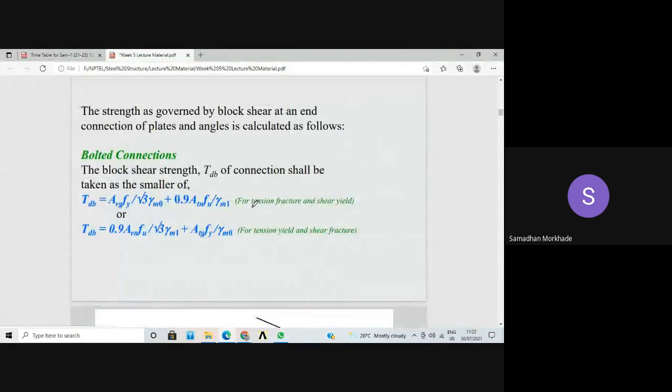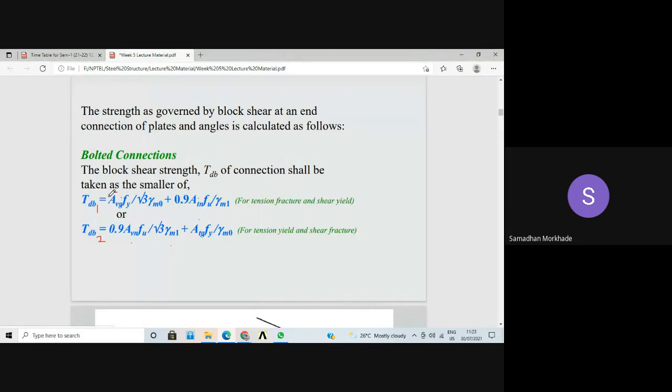The last criterion was the block shear failure. For block shear failure, these are the two formulas. You call them TDB1 and TDB2, and calculate TDB1 and TDB2. In the case of TDB1 and TDB2, I think yesterday we discussed how to calculate, what is meant by AVG, AVN, ATG, and ATN.